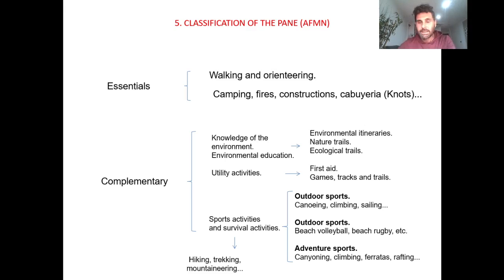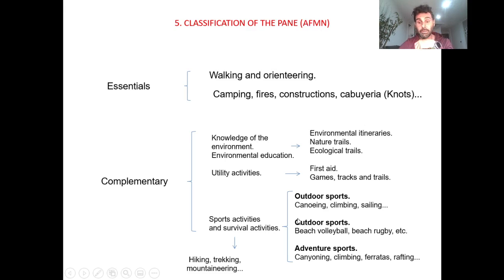Vale. About the classification, we can talk about the essentials like walking or even orientation. Orienteering is the sport, but orientation, knowing how to move through nature, is the essential one. Also camping, or how to control the fire, some kind of constructions like a tent or a bivouac. Also the knots, some knots are essential ones, and later we have the complementary ones like canoeing, climbing, sailing, that involve materials and other things.